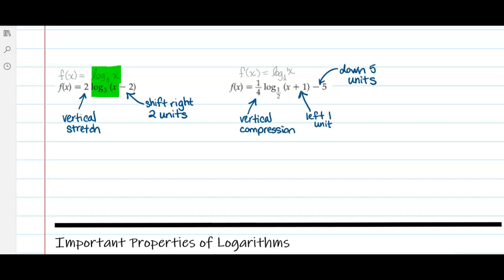There were 2 transformations in our first example on the left, a vertical stretch and a shift right 2 units. In our second example, there were 3 transformations. We have a vertical compression because of the factor of 1/4. We move left 1 unit because we added to x within the parentheses, and we've gone down 5 units. So it would move the parent function in those directions.